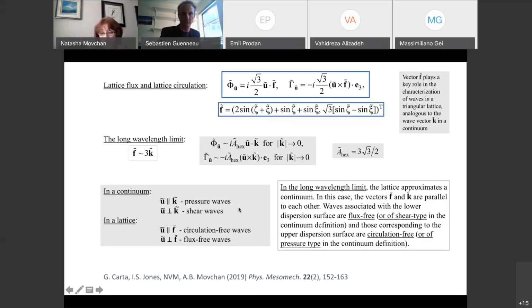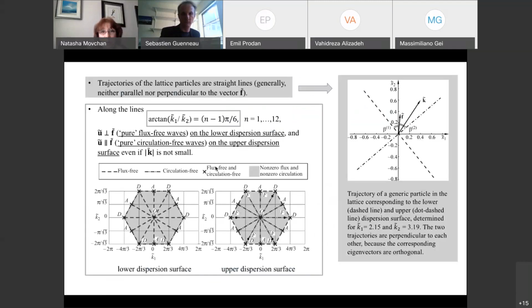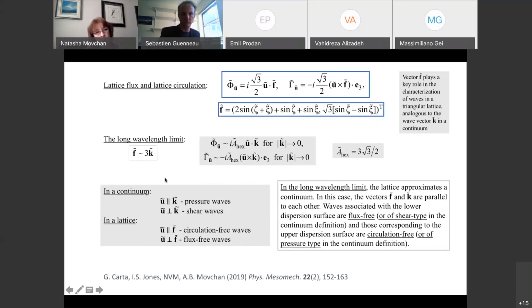Now, let me go back to the slide again. So with this in mind, we are going to use this vector f and the notion of lattice flux and lattice circulation to describe the type of waves we have in a lattice for all values of vector k, small and non-small.